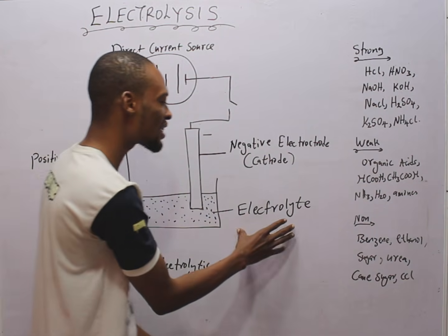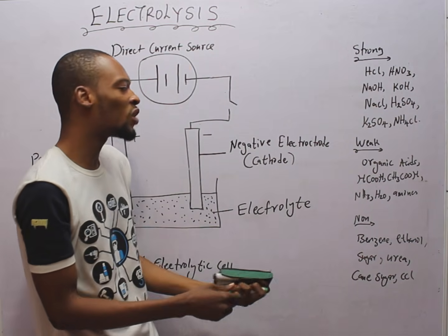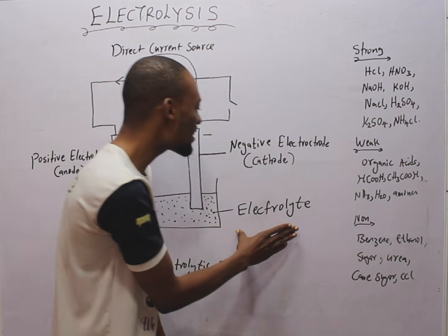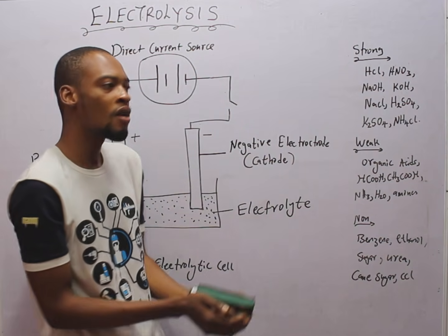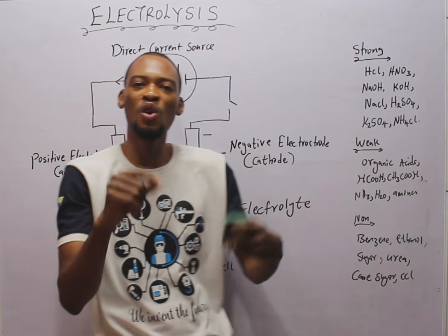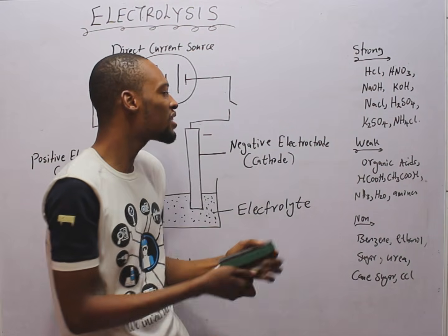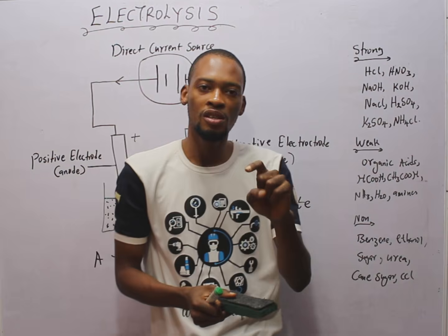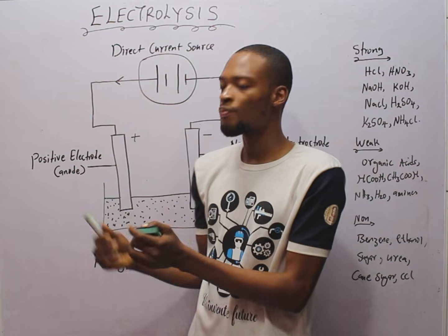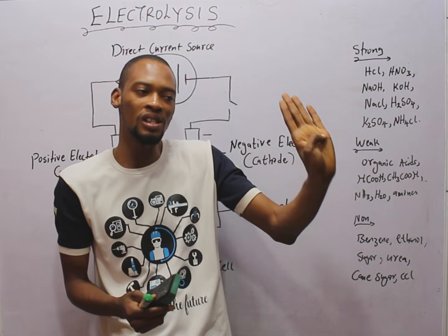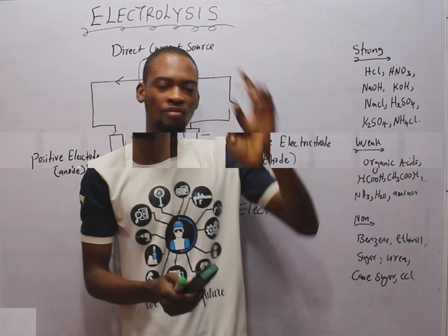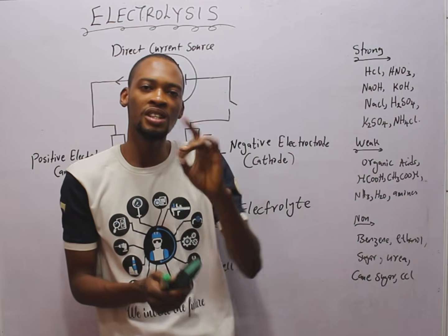I told you electrolytes are substances or compounds that conduct electricity when they are in molten state or in solution. When these electrolytes are in solution, more than one ion is being discharged. So in that case, there is something called preferential discharge. Which of these ions gets discharged? There are three factors that determine the ion that gets discharged. The first one is the position of the ion in the electrochemical series. Second, the concentration of the ions. Third, the nature of the electrodes.